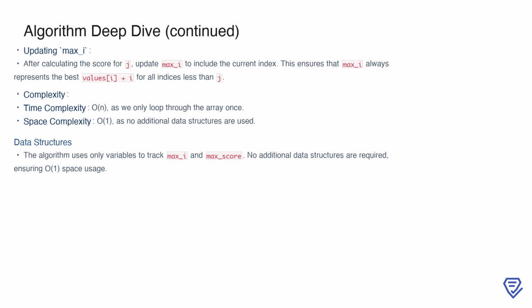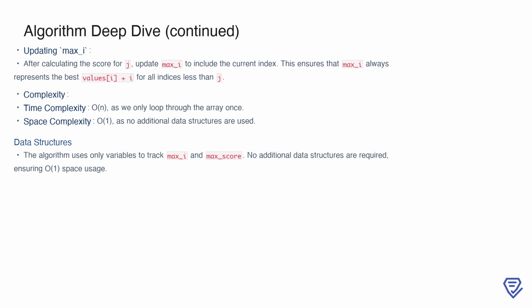This ensures that it always represents the best values[i] + i for all indices less than j. The time complexity of this approach is O(n), since we traverse the array only once, and the space complexity is O(1), because we use only a few variables without relying on additional data structures. This makes the algorithm both time and space efficient. By leveraging these insights, we achieve a significant improvement over the brute force solution while maintaining simplicity in implementation.